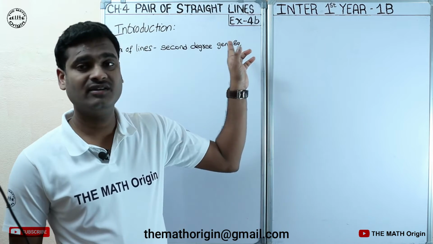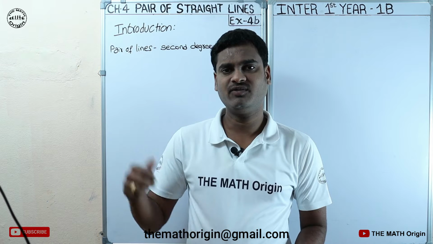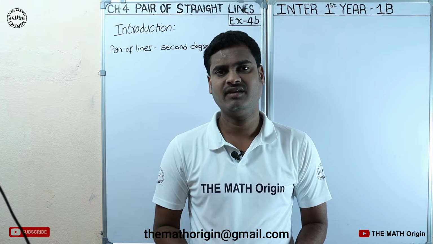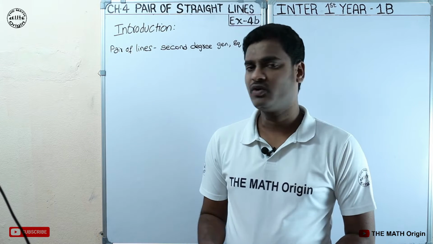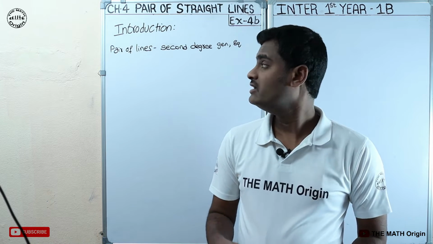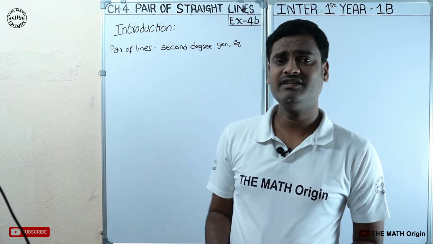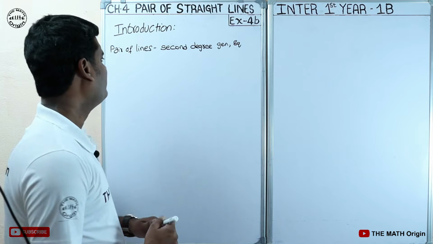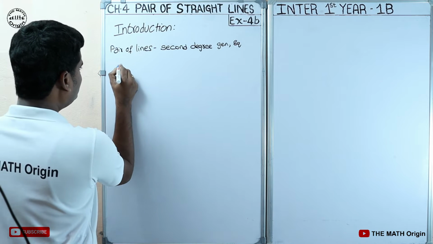Today we are going to discuss the 4B exercise from chapter 4, the pair of straight lines. This is a quite simple exercise and we have only a couple of concepts in it. The first thing is about pair of straight lines with a second degree general equation. We all know we have a general equation.